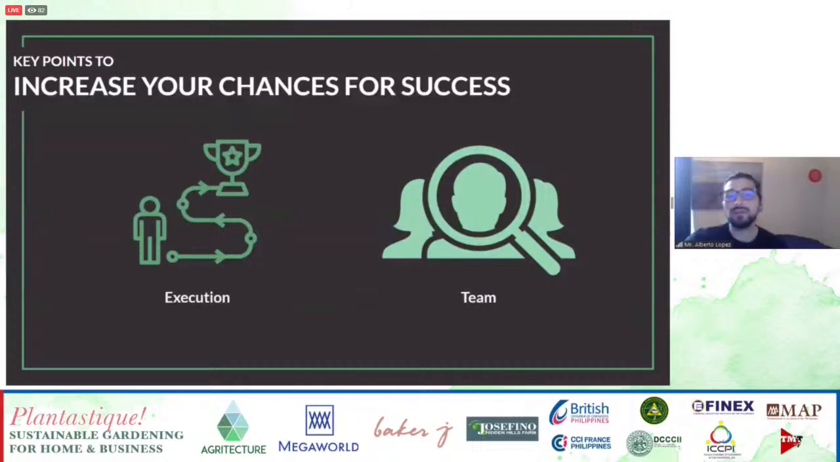Key points to increase the chance of success of your enterprise. This can be applicable also to other types of industries. So you have, and this is based on experience, execution and team. You have to select the right team. For the execution, there are plenty of ideas out there. Let's say, planning is really important and will decrease the risk of failure. But the timely execution is essential for the success of your endeavor.